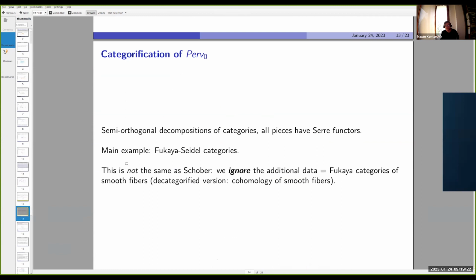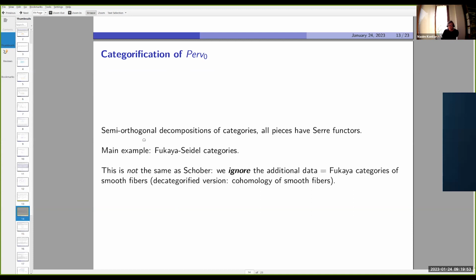So this is a very nice abelian category, and it actually is defined over integer numbers. And it can be categorified. So it will be some two-category, and the two-category consists of the following thing. You get a similar orthogonal decomposition of some triangulated category, such that all pieces and the whole category as well have subfunctors. And main examples are Fukaya-theoretic categories.